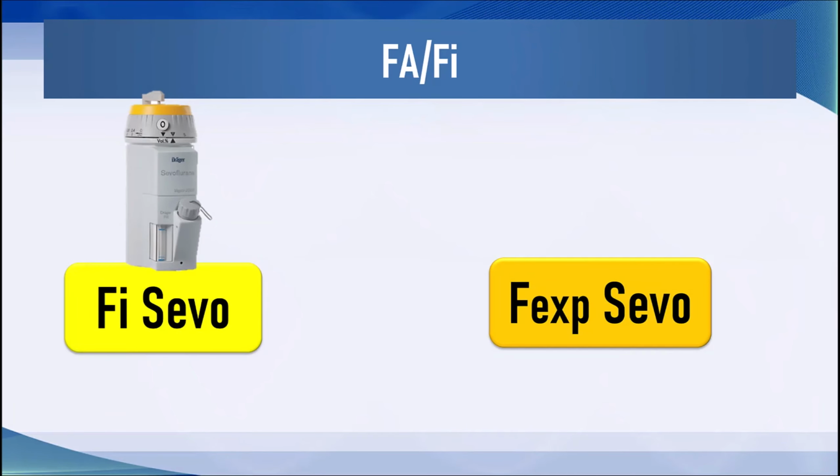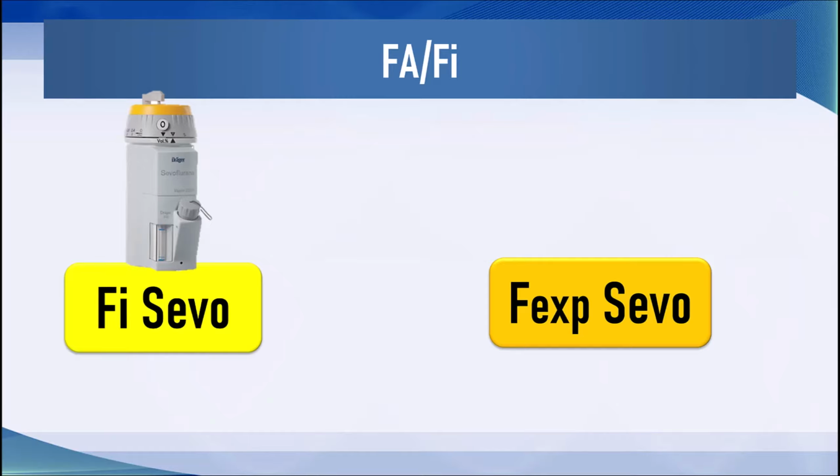When we are talking about gas delivery and gas measurement, we speak in percentages. For example, we deliver 30% oxygen to our patients. It keeps things quite simple. So volatile agents and nitrous oxide are always measured in percentages.